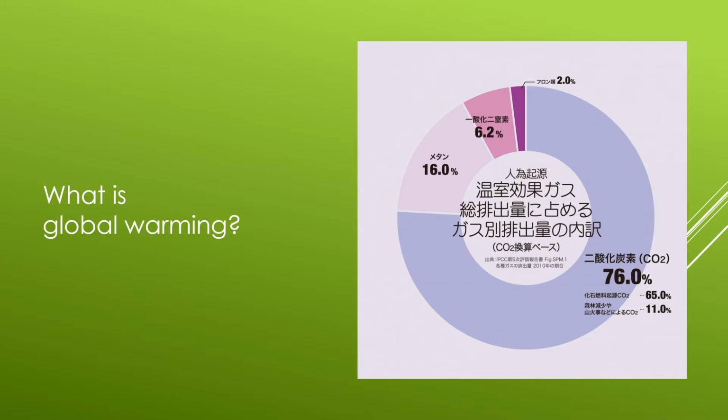This is a graph about greenhouse gas. This graph shows the percentage of greenhouse gas discharge. It can be seen that CO2 is overwhelmingly large. So, we should reduce CO2 to stop global warming.